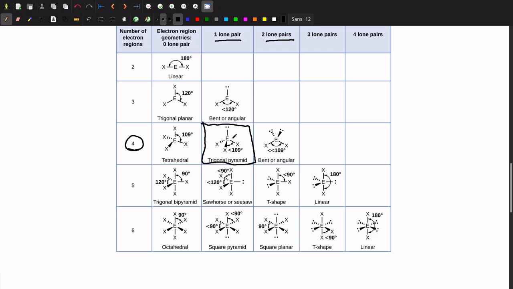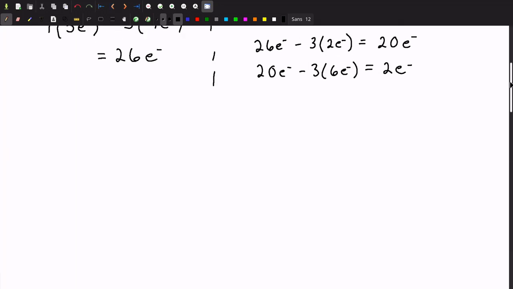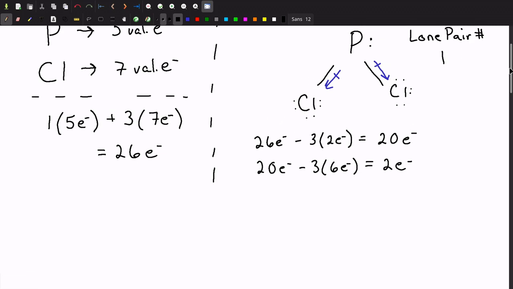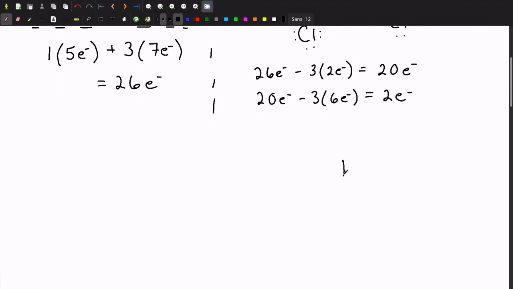We need to interpret this picture for our case here. So we're going to have phosphorus. Straight up, we're going to have our lone pair. One of the chlorines is going to be in the plane. One of the chlorines is going to be coming out of the plane at us. And the last chlorine is going to be going into the plane of the paper.